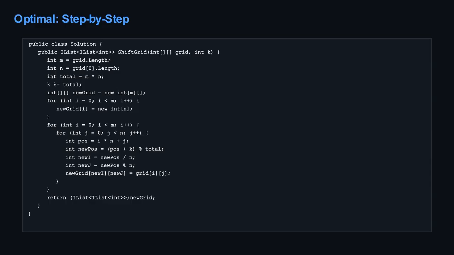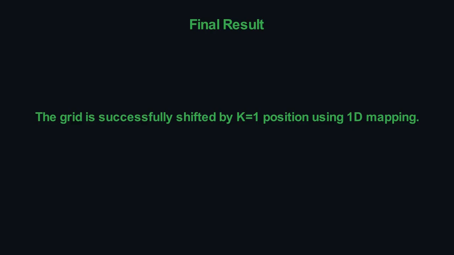Next, element at 0, 1, value 2. Its 1D position is 1. New 1D position is 1 plus 1 modulo 9, which is 2. This maps to 0, 2. This continues for all elements. The element at 2, 2, value 9. Its 1D position is 2 times 3 plus 2, which is 8. New 1D position is 8 plus 1 modulo 9, which is 0. This maps to new row 0 divided by 3, which is 0, and new column 0 modulo 3, which is 0. So 9 wraps around to 0, 0. After processing all elements, the final grid has 9 at 0, 0, then 1, 2, 3, and so on, with 8 at 2, 2. This correctly reflects a single cyclic shift of the entire grid, achieved in one pass.